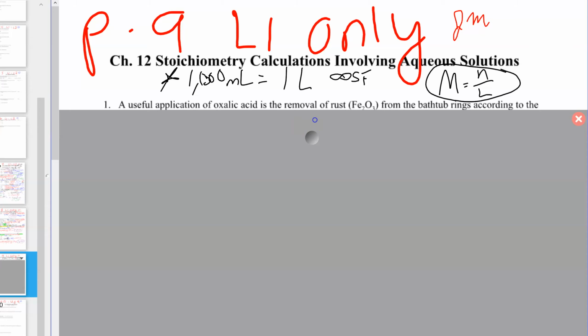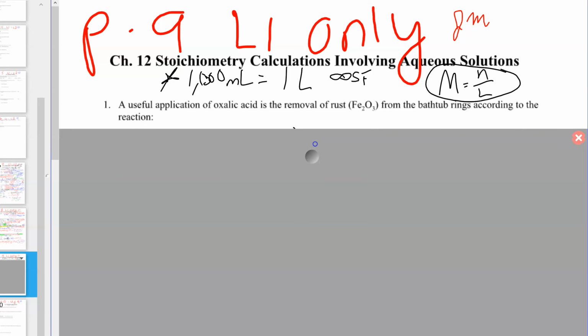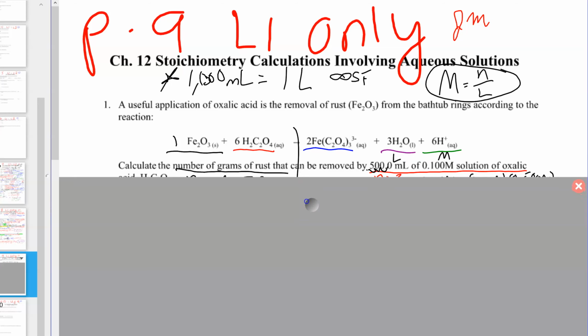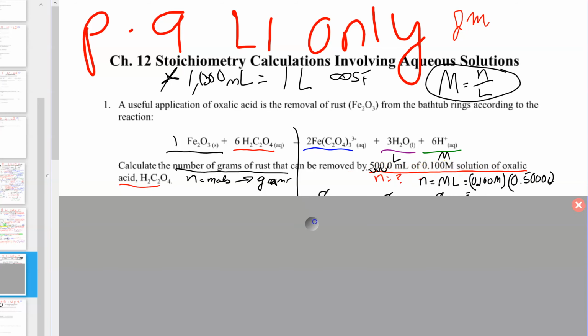A useful application of oxalic acid is the removal of rust, Fe2O3, or iron(III) oxide, from bathtub rings according to this reaction. It was already balanced for you. We have rust, or iron(III) oxide, plus oxalic acid yields this aqueous product, iron(III) oxalate, plus 3 water, plus 6 free H+ ions. You're going to calculate the number of grams of rust that can be removed by 500 mL of a 0.1 molar solution of oxalic acid.